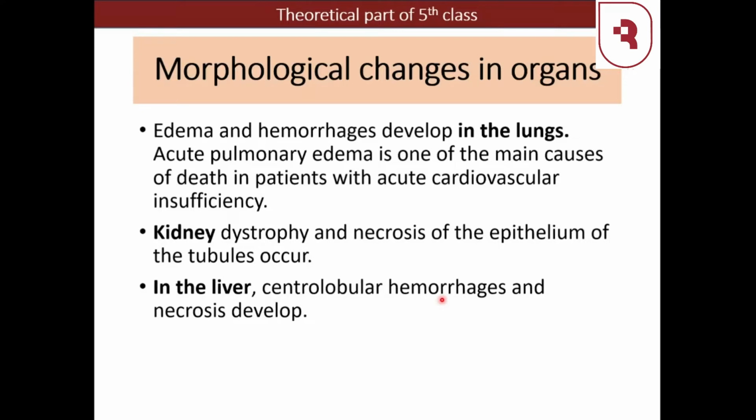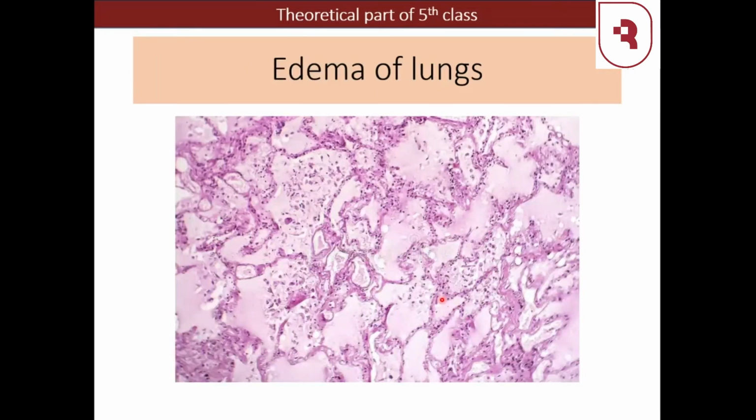In the next slides I will show you some special manifestations. For example, here we may see edema of the lungs. We may see semi-transparent homogeneous masses in the alveoli. So we may see these light pink masses in the alveoli, and it is a marker of lung edema here. I hope you can see it clearly.